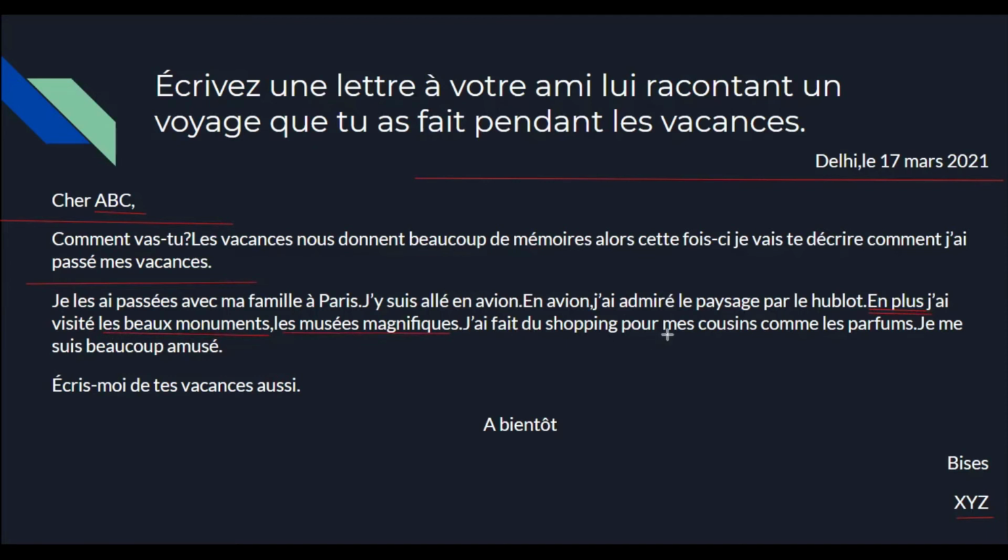J'ai fait du shopping pour mes cousines comme les parfums. I did some shopping for my cousins like the perfumes. Je me suis beaucoup amusé. I enjoyed myself a lot. So no line is to be left here, and now we are writing the third paragraph.